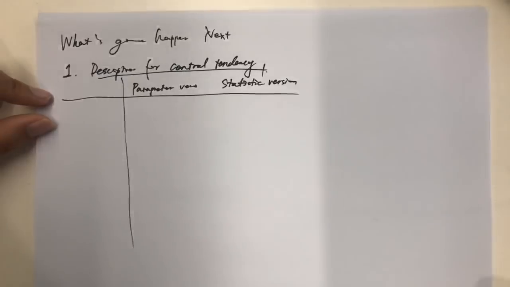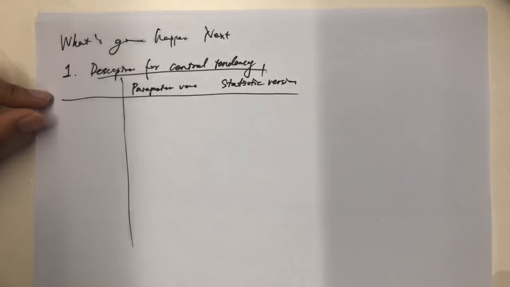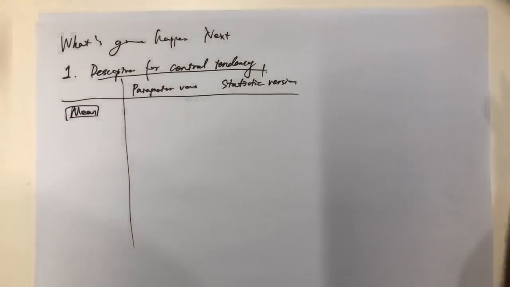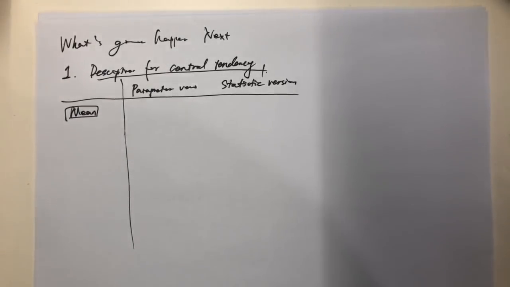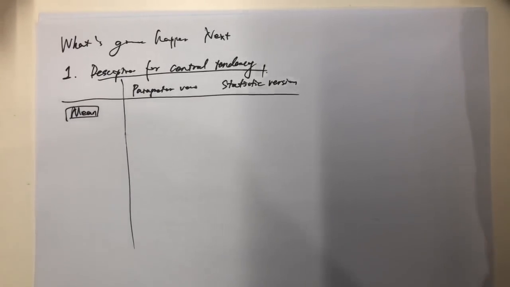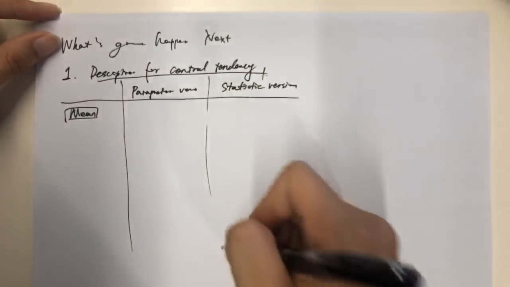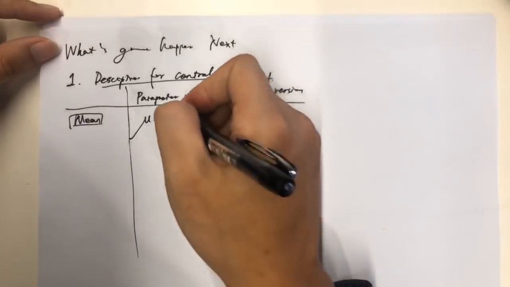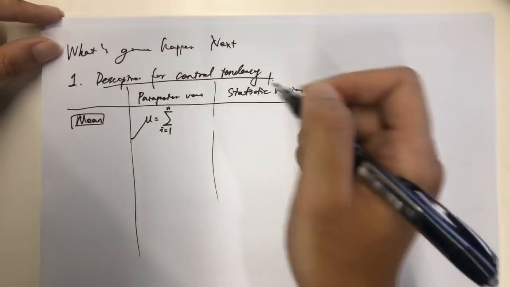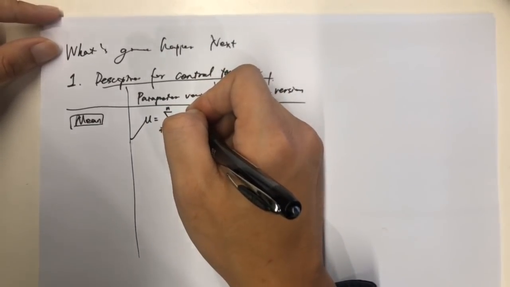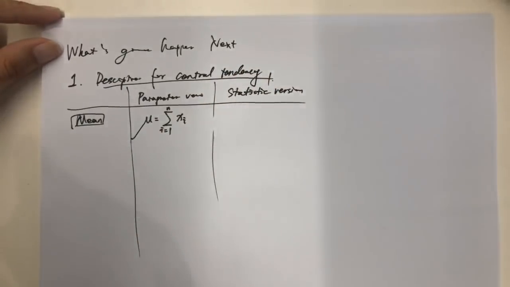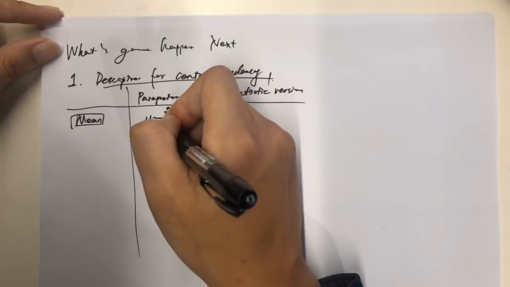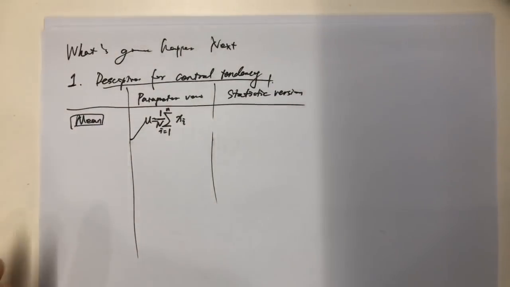So what is the first thing you can think about? The easiest one? Exactly, mean. This is the most commonly used measure for central tendency, right? The parameter version is denoted as mu, and the calculation formula is simply i from the first observation to the nth observation. You add up all the observed values together, or any value in your population, and then divide by big N, which is the population size, right?